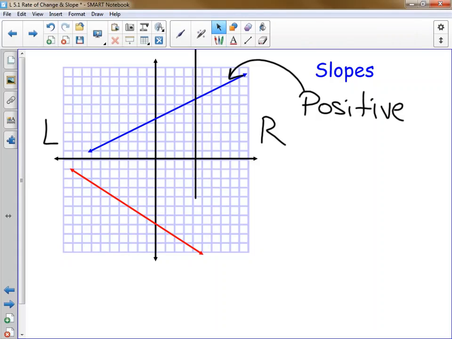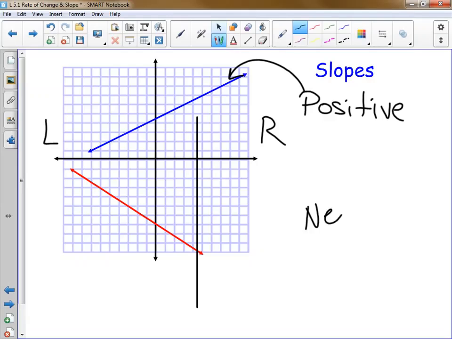If you look at the red line, and as you move from left to right, you'll notice the red line is going down, and because it's decreasing or going down, it has a negative slope. The red line has a negative slope.